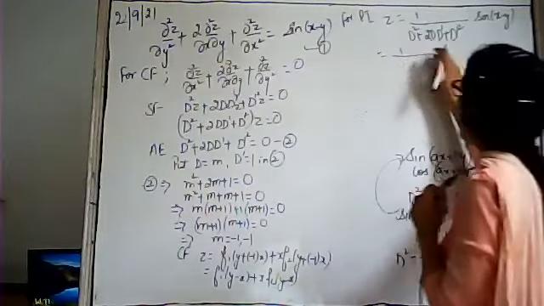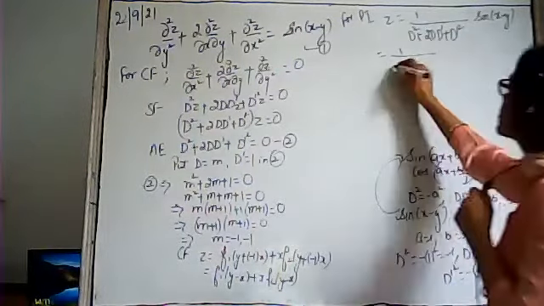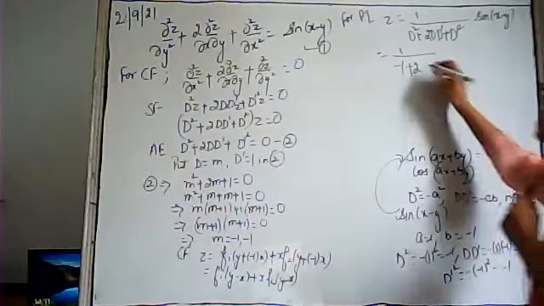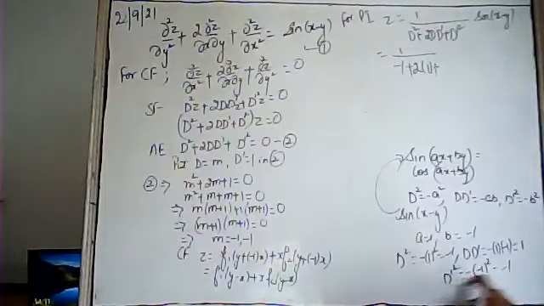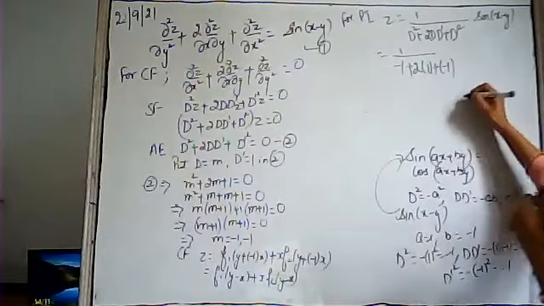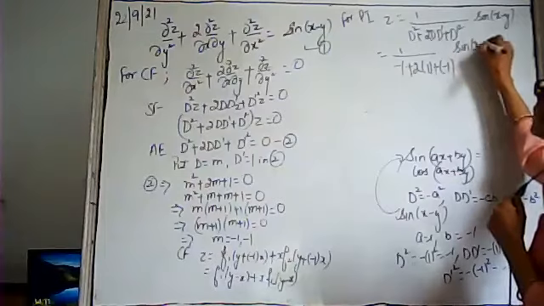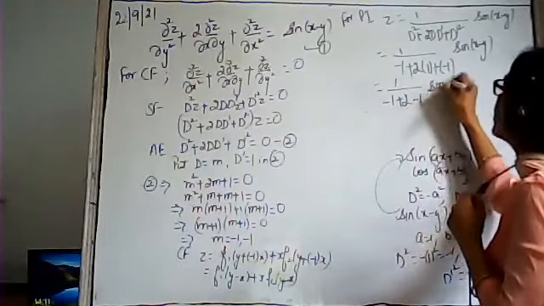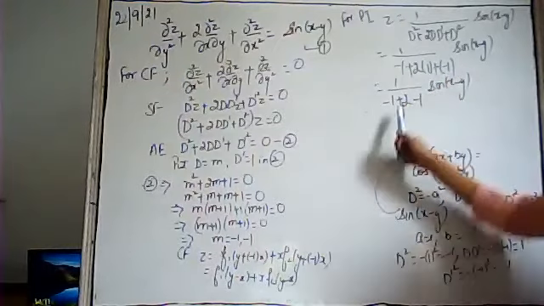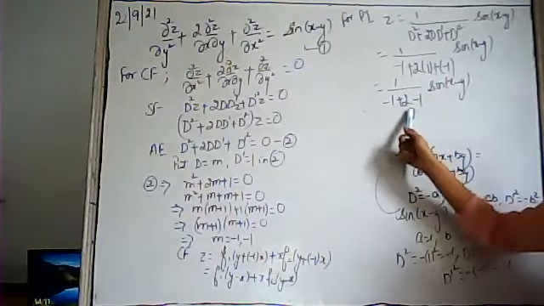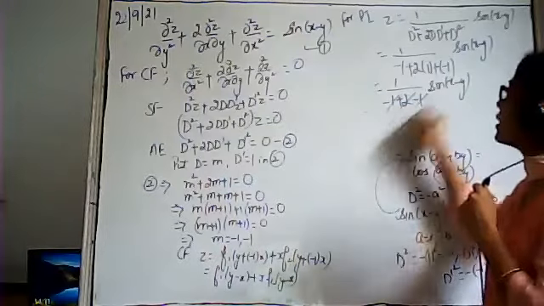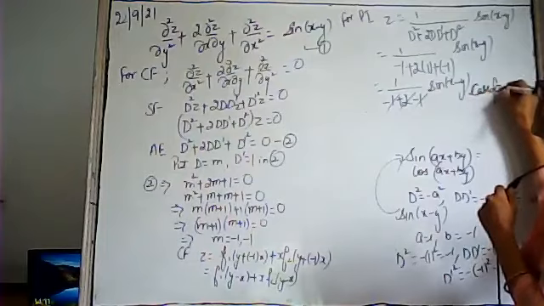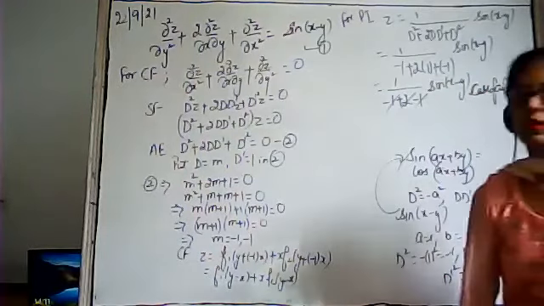We get 1/(D² + 2DD' + D'²) sin(x − y). The value of D² is −1, plus 2 will remain as it is, the value of DD' is +1, plus D'², the value of D'² is −1 again. So it will be 1/(−1 + 2 − 1) sin(x − y). Minus 1 and minus 1 will be minus 2, minus 2 and plus 2 will be 0. So we get 0 in the denominator. If we get 0 in the denominator, it means there is case failure. Right?